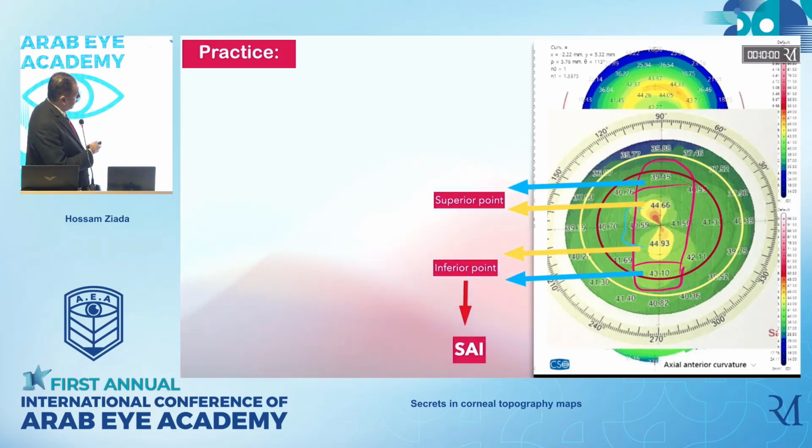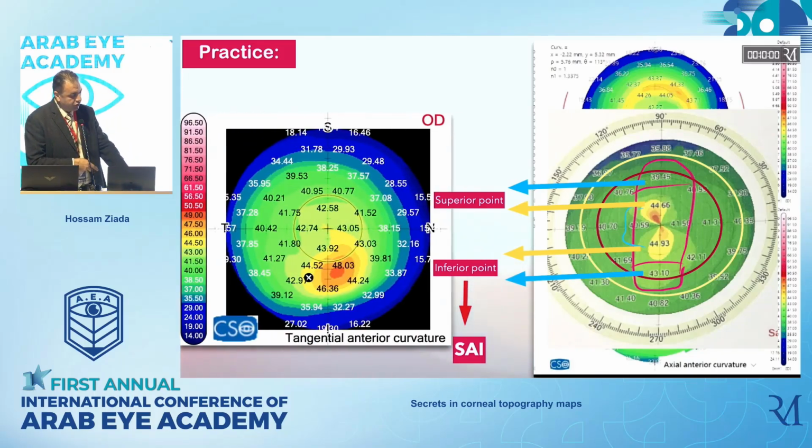This is a topography map, an anterior curvature map for one of my patients. Look here, the central 3 millimeter is 44.6, 44.9. The difference is 0.3. But here in the 5 millimeter it is 39.4 and 43.1. There is a big difference between the superior and the inferior points here in the central 5 millimeter. So the index is higher than the accepted one. So this patient is suspicious.